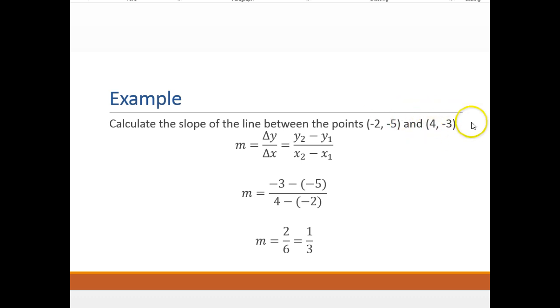We just have to stay consistent. So we will let this 4, negative 3 be our second point, and the negative 2, negative 5 be our first point. So y2 is negative 3, y1 is negative 5, so negative 3 minus negative 5. x2 is 4, x1 is negative 2, so 4 minus negative 2. We have negative 3 minus negative 5 is actually 2, and 4 minus negative 2 is 6, so slope is 2/6. And whenever we have fractions, we need to reduce, so 2/6 reduces to 1/3 is our slope.